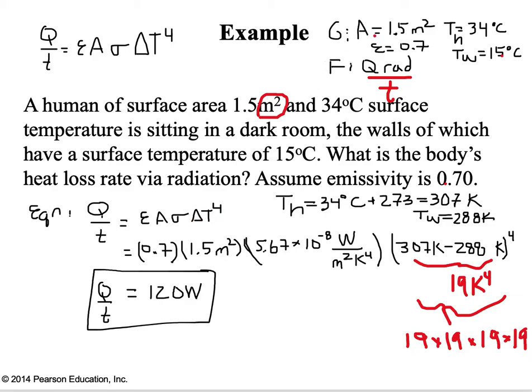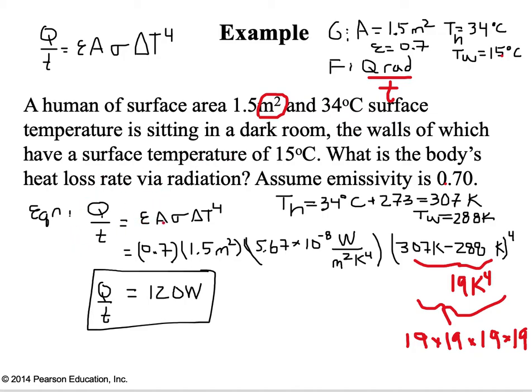We're given an area of 1.5 meters squared. We're given the human's temperature is much hotter, 34 degrees Celsius. We're given the wall temperature is 15 degrees Celsius. And we're given an emissivity of 0.7. We want to find the rate that the energy is being lost from the human. The human is hotter, the walls are cooler. So we want to transfer the heat from the human to the walls or to the air in the room. So we want to find the heat loss rate by the human.